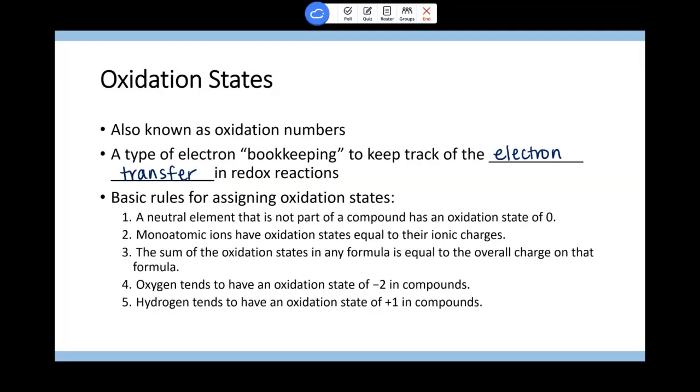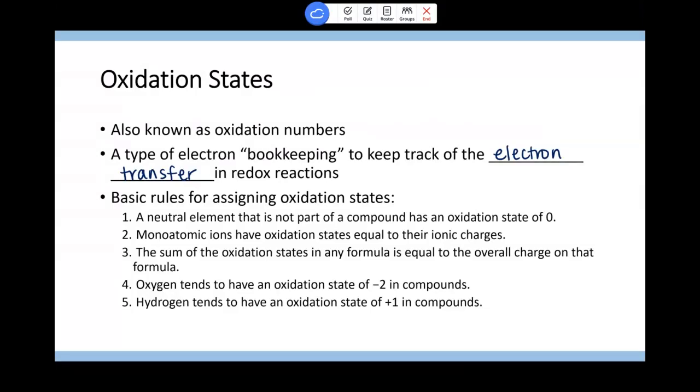And then we have some rules here for assigning oxidation states. The first is that if you have a neutral element that's not part of a compound, so it doesn't have a charge, that oxidation state is 0. If you have a monoatomic ion, so one atom that has a charge, the oxidation state is equal to its ionic charge. Now this is important. Sometimes oxidation states are equal to an ionic charge, sometimes they're not. So we can use these rules that involve ionic charges to determine oxidation state, but it's not a 1-for-1. They're not exactly the same thing.